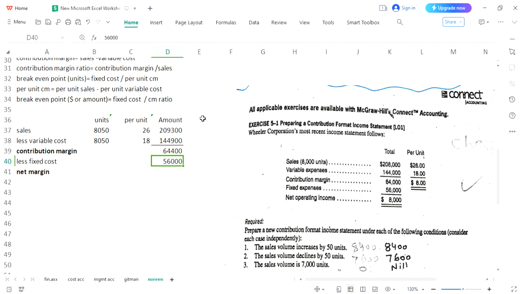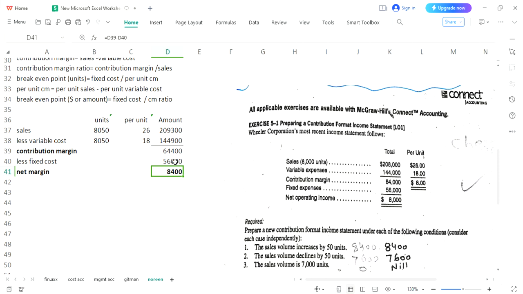It's time to calculate our net margin. How would you calculate your net margin? By subtracting fixed cost from contribution margin. This is your contribution margin, and you will subtract fixed cost out of it. Let's do it. Your contribution margin was 64,400, and you will subtract 56,000. That was your fixed cost, and here your net margin arrived.